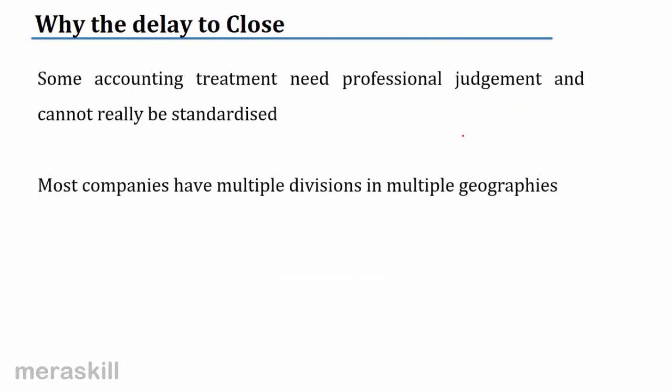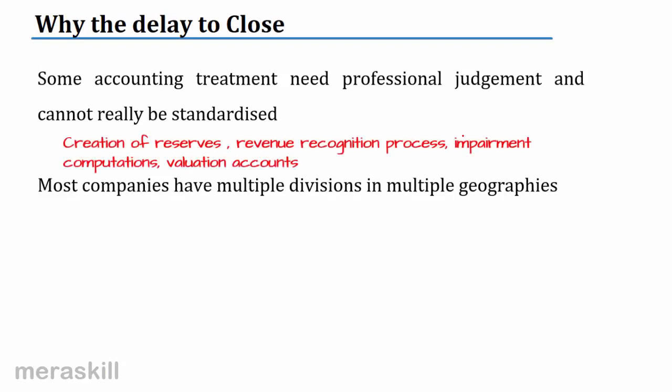Because some accounting treatment actually needs professional judgment. IFRS has to be applied. GAAP has to be verified. So some of them might require judgment and cannot be standardized. Many companies have multiple divisions in different geographies. So there is greater delay.